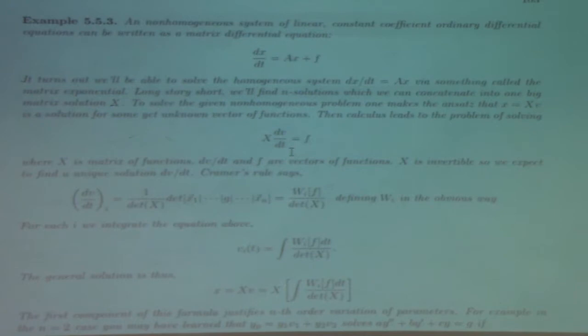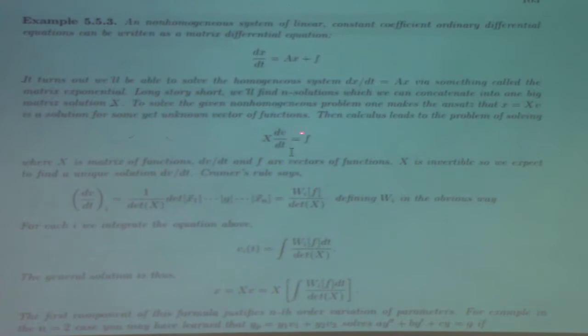matrix X, which is a matrix of solutions. Each column is a solution. The determinant of that will be non-zero. Then you can go looking for a solution formed by X times v. When you do that, it leads to the problem of solving X times dv/dt equal to f. But this is exactly a symbolic problem where we have this matrix of unknown functions X, we have this vector of unknowns dv/dt, and we have a given function f. So you can solve that by Cramer's rule.